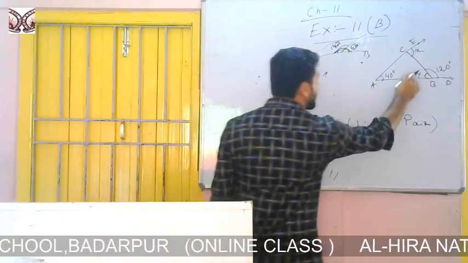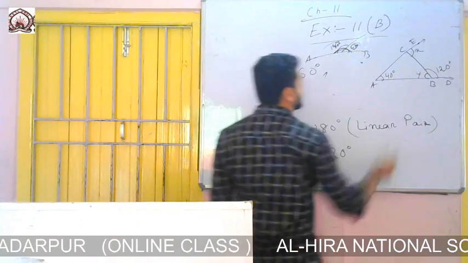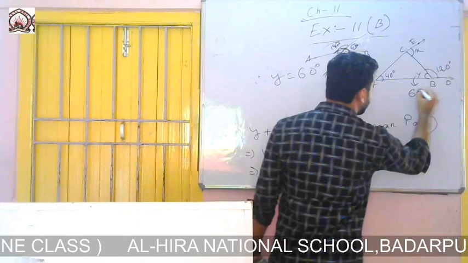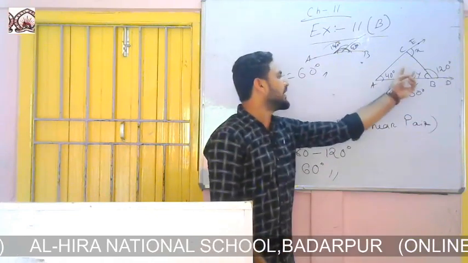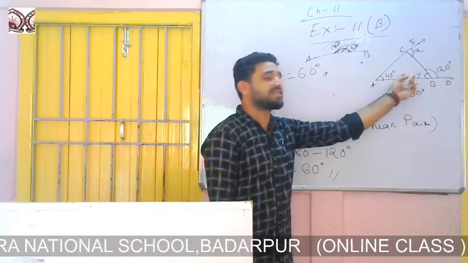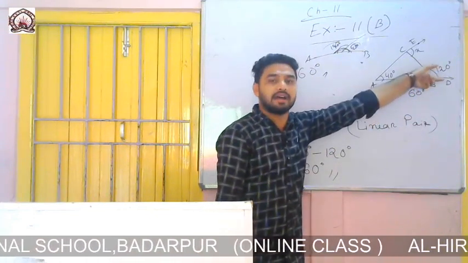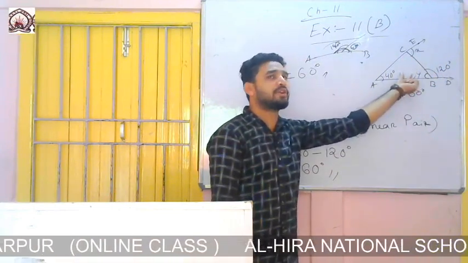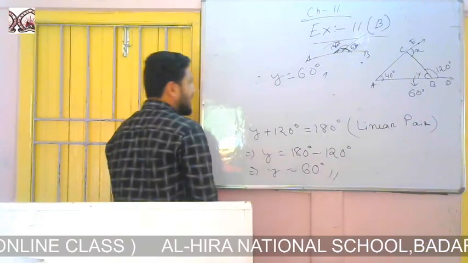now with the help of this I can find the exterior angle. We have found 60 degree. You see, now the two interior opposite angles are given, so I can find the exterior angle. So I can write exterior angle equals to the sum of the two interior opposite angles. Okay, now write.